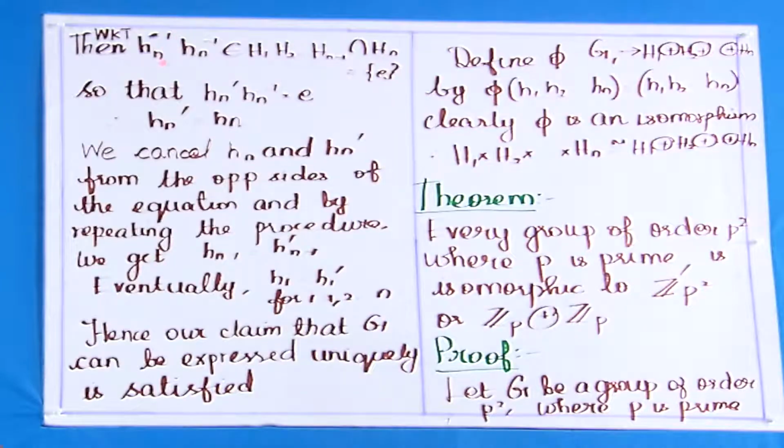Then we know that Hn dash, Hn inverse belongs to H1, H2, so on up to Hn minus 1 intersection Hn. This is equal to the identity element, so that Hn dash, Hn inverse is equal to E. From this element goes to the right, and therefore Hn dash is equal to Hn. We cancel Hn and Hn dash from the opposite sides of the equation, and by repeating the procedure we get Hn minus 1 is equal to Hn minus 1 dash.